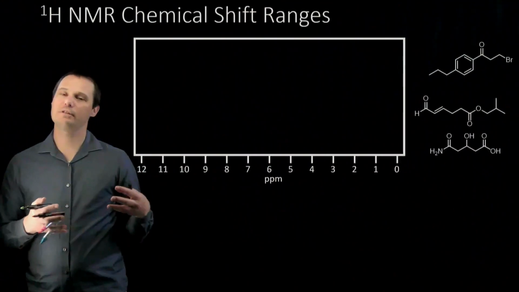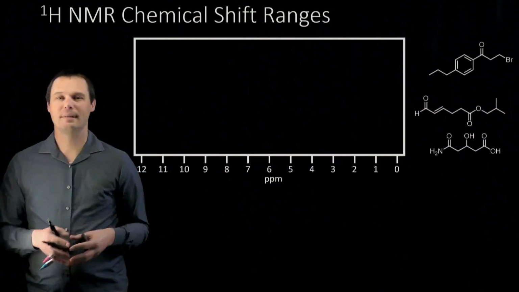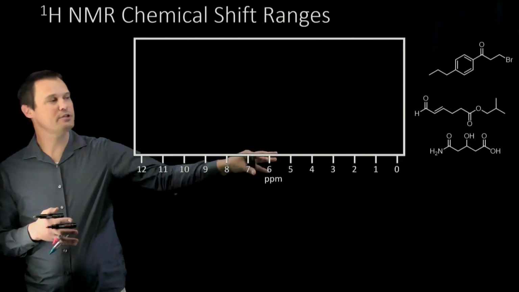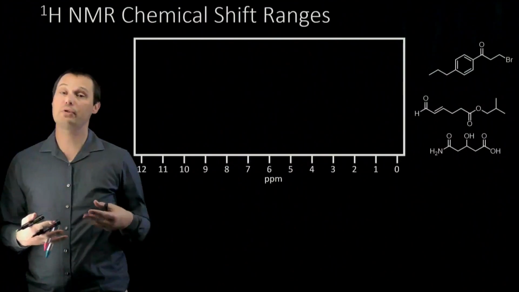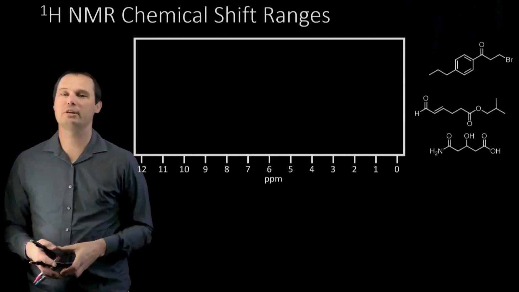There are 8 ranges in the proton NMR spectrum that I think you have to know if you want to be a true NMR ninja. I'm going to display those ranges here, and we'll use these 3 molecules on the side to demonstrate which protons would fall into which categories. Play along, see if you can predict which protons will fall in which categories.